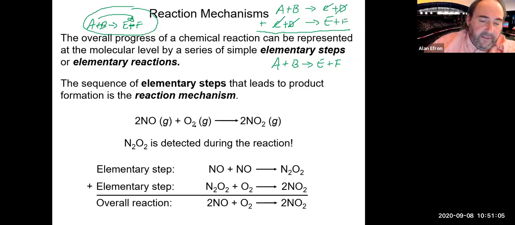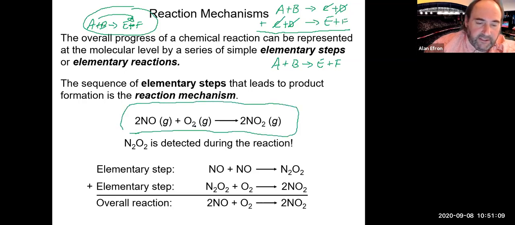So for example, if we look at this reaction here, when this reaction is taking place, you can see N2O2 being detected. But if you look at the overall reaction here, you do not see N2O2 anywhere to be found. So if you were just solely looking at the overall reaction, you would have no idea that N2O2 was actually made during this reaction, as it's not on the reactant side, it's not on the product side.